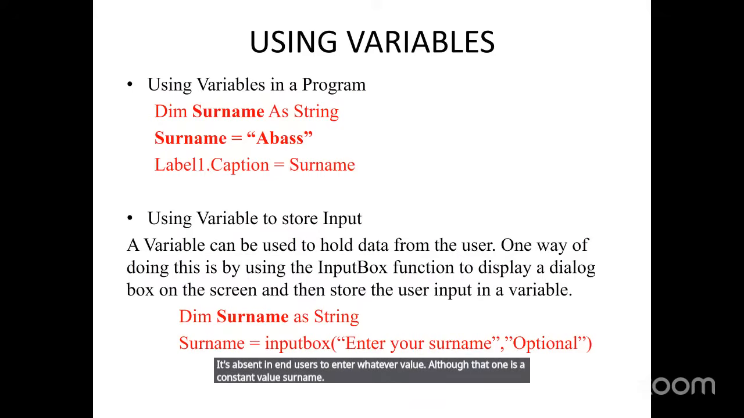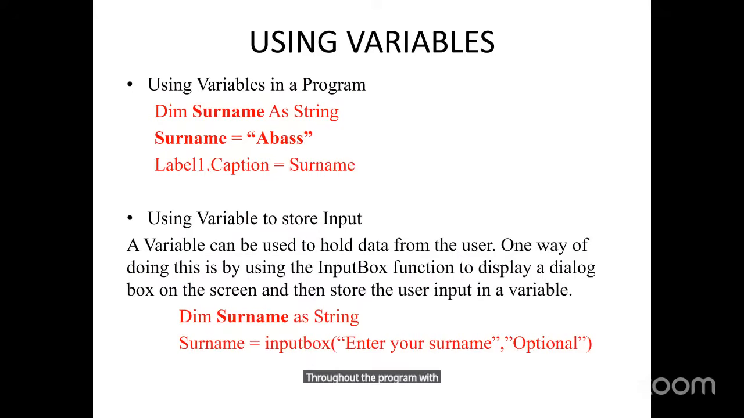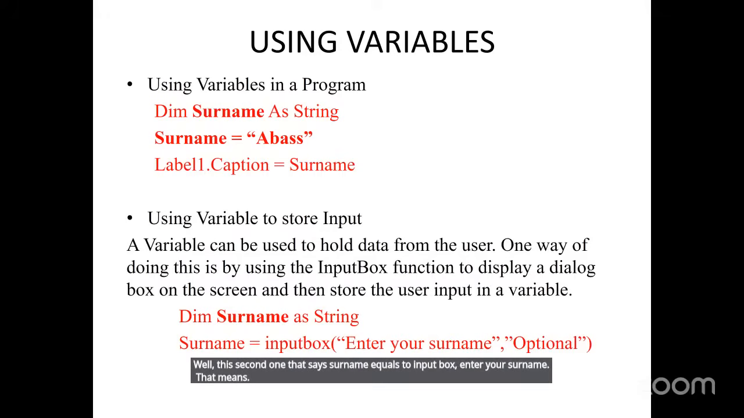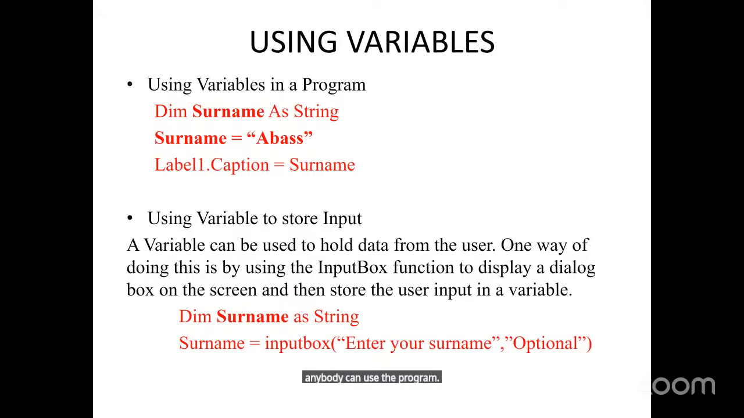Surname throughout the program will be Abbas, and the caption will always be Abbas. But this second one that says surname equals InputBox, enter your surname, means anybody can use the program. It will keep asking for whoever is using it at that moment. Whatever the person entered is now what will be displayed. So maybe also next week, I'll do some of these things practically for you to see the difference.